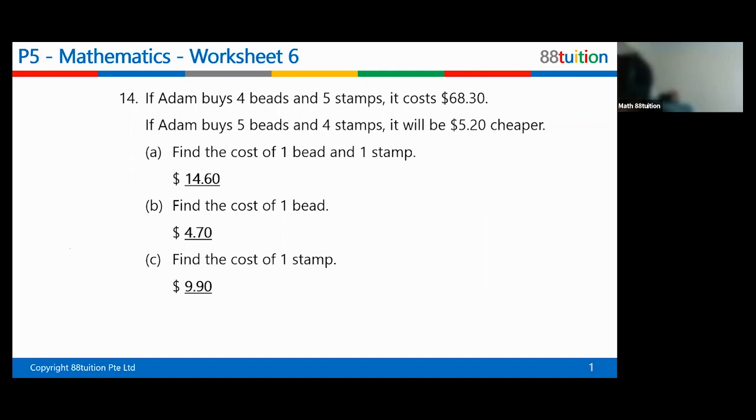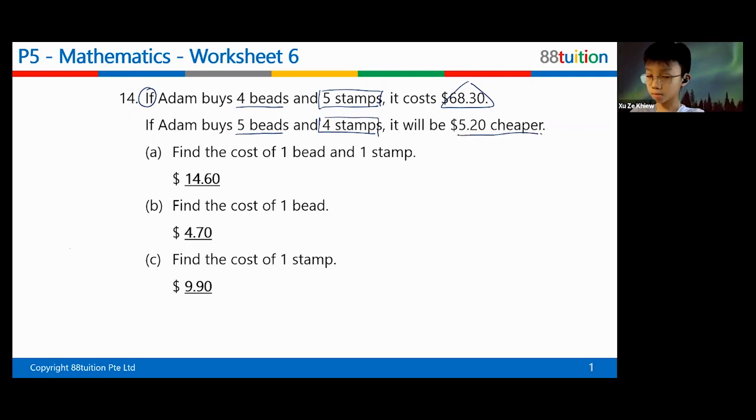Now, if Adam buys 4 bits and 5 stems, it will cost so much. So this is the costing. If Adam buys 5 bits and 4 stems, it will be cheaper. But that is not the exact price, right? So what is the exact price for buying the 5 bits and 4 stems?